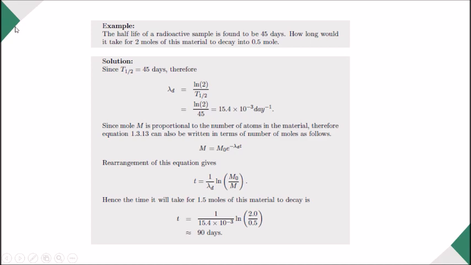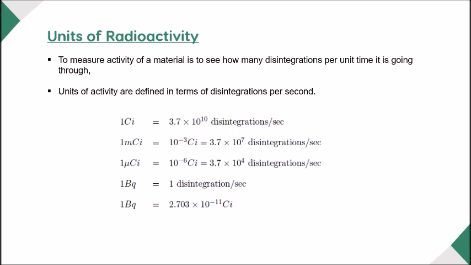So these are the problems that can come from half-life or mean-life. Here are the units of radioactivity. Radioactivity is measured by how many disintegrations per unit time a material undergoes. The units of activity are defined in terms of disintegrations per second, and they can be represented either in Curie or in becquerel.